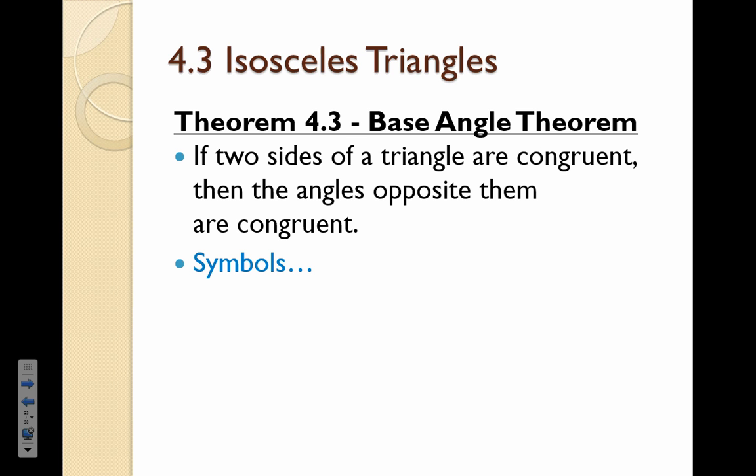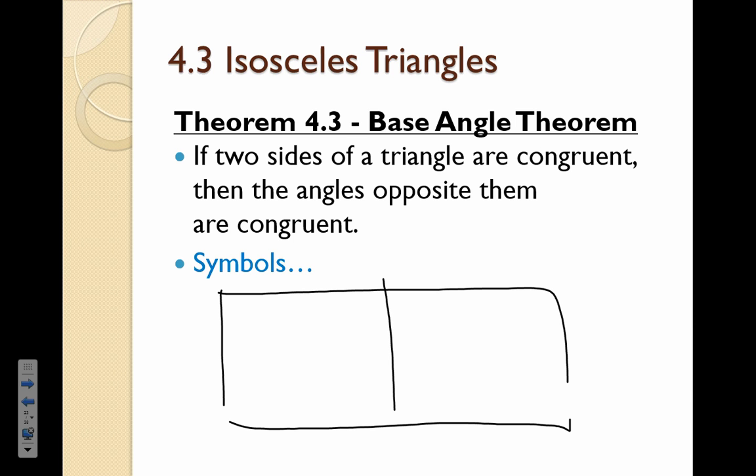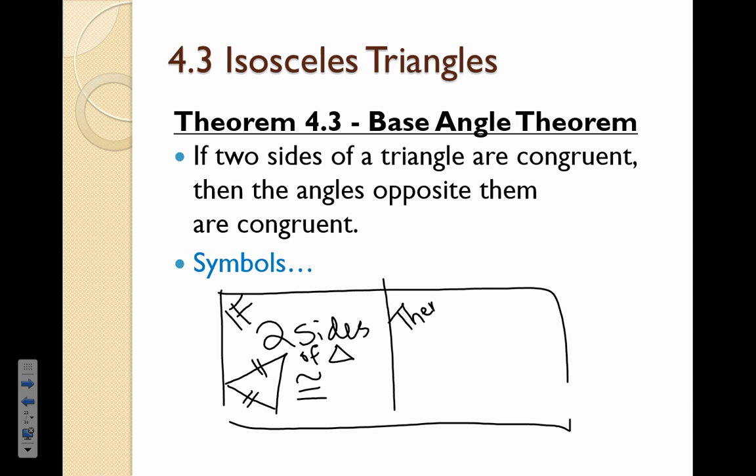Your first theorem is the base angle theorem. If 2 sides of a triangle are congruent, then the angles opposite them are congruent. And remember, I always love this if-then, because you've got to meet these conditions. If, do I have 2 sides of a triangle congruent? Or sometimes drawing a picture like that. If you know 2 sides of a triangle are congruent, then you can conclude, right?